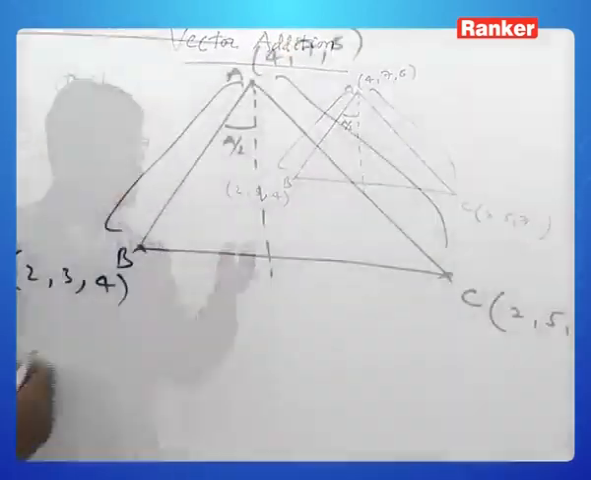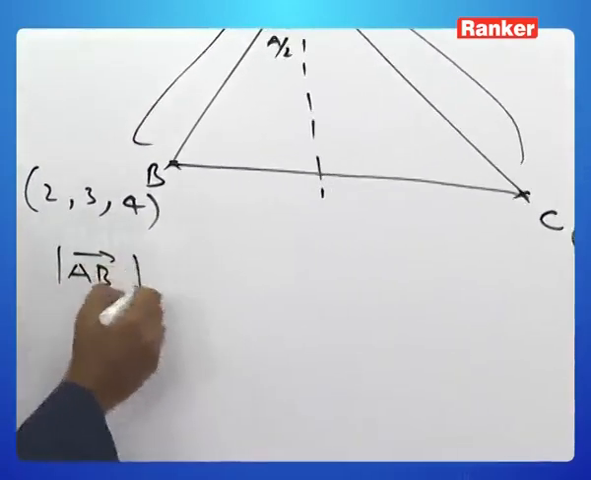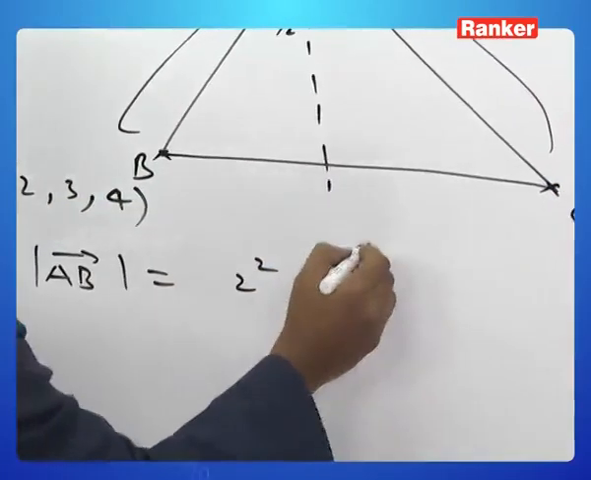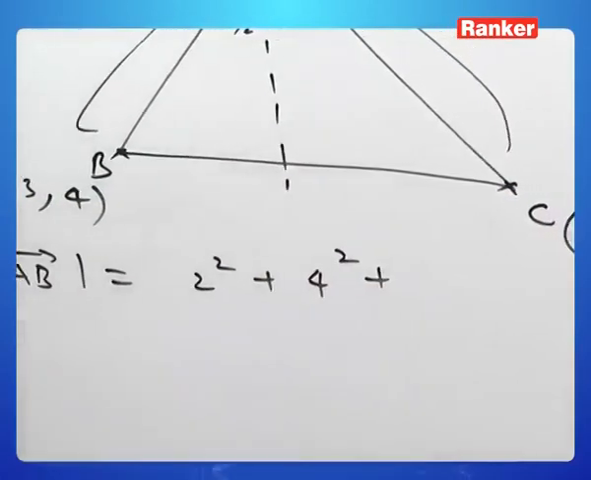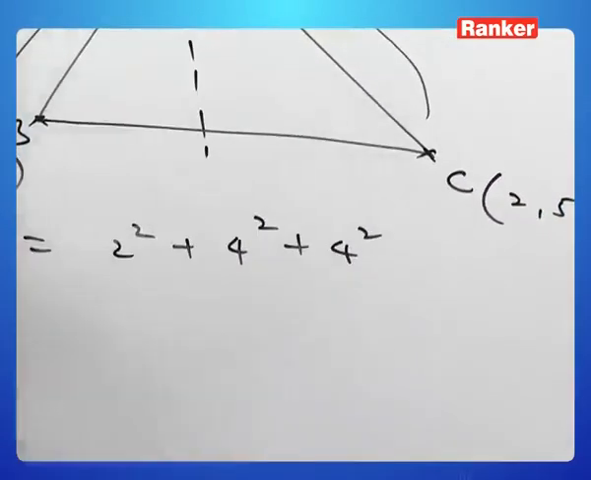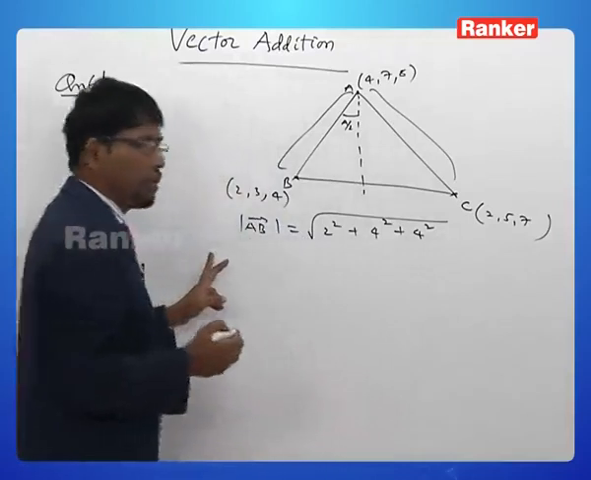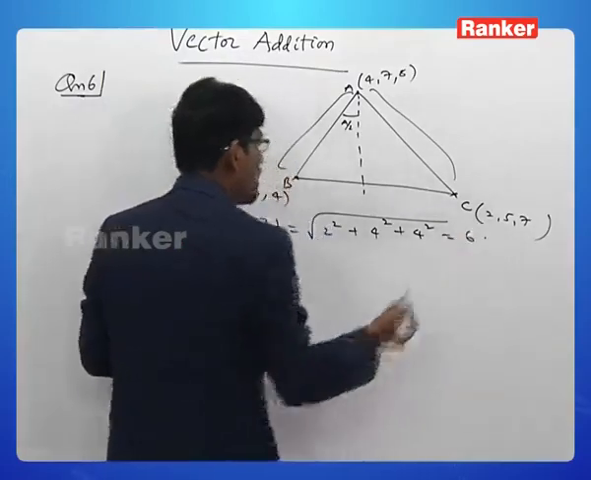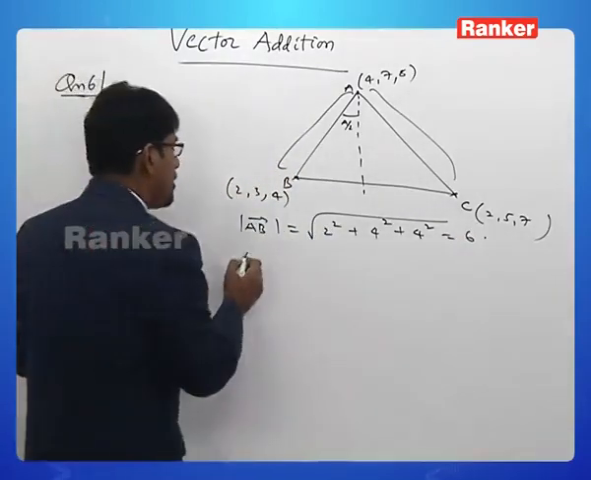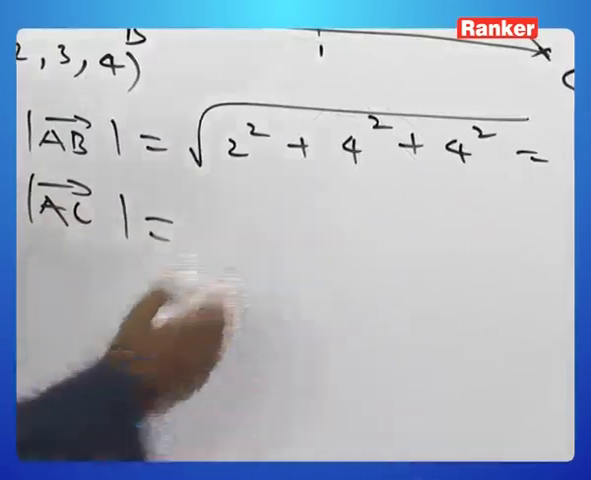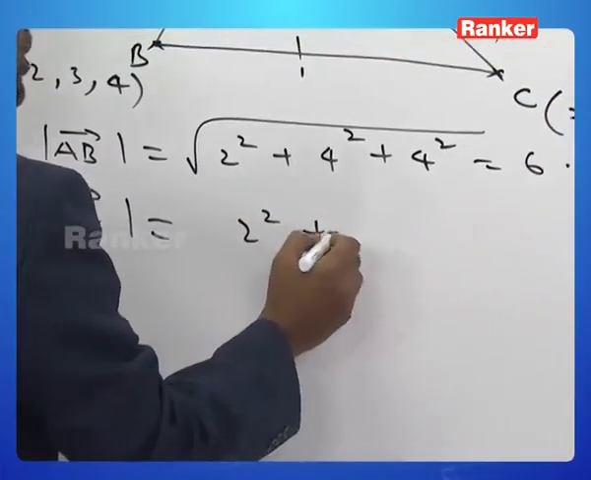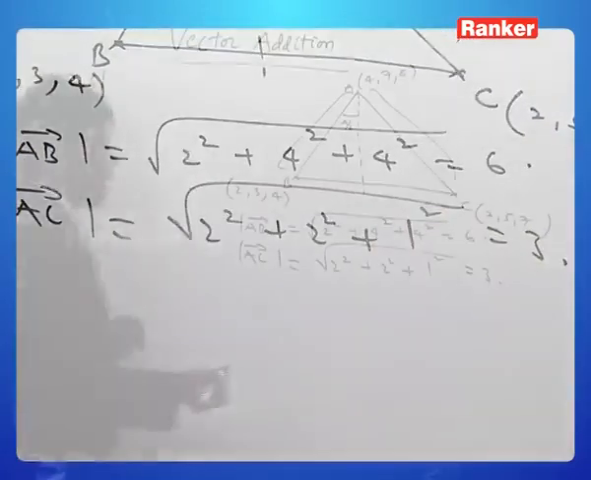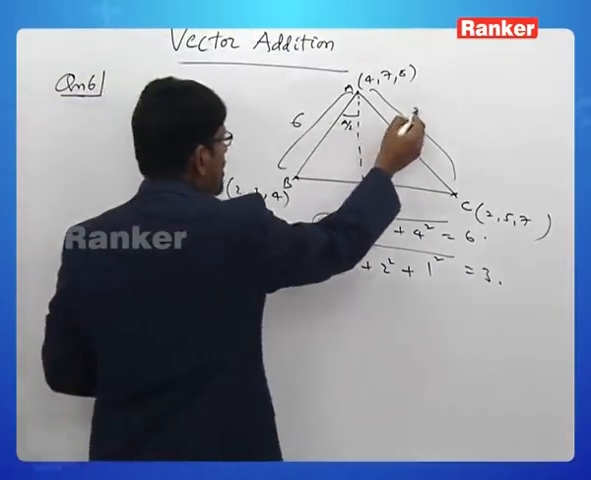We observe that the magnitude of AB is the square root of (4 minus 2) whole square, that is 2 square, plus (7 minus 3) whole square, 4 square, plus again (8 minus 4) whole square, 4 square. So 4 plus 16 plus 16, that is 36, which makes it 6 here. What about the magnitude of AC? It is 2 square plus 2 square plus 1 square, and that's clearly 3 units. So this is 6 units and this is 3 units.